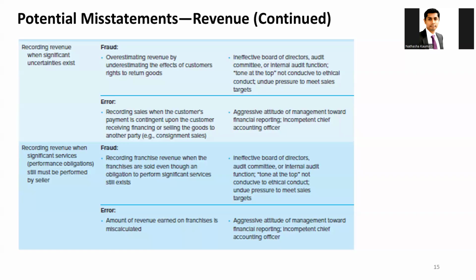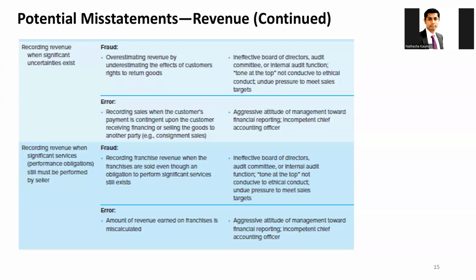It's an unintentional error. And then recording revenue when significant service, that means performance obligations, still must be performed by the seller. Sometimes when you are making sales, there are components. Let's say your company is selling AC machines. When you are selling AC machines, there are several components in that sales order. You are selling the AC machine, that is good.